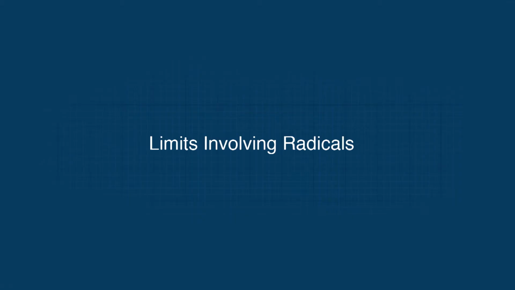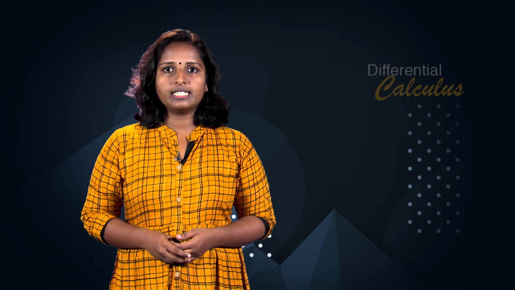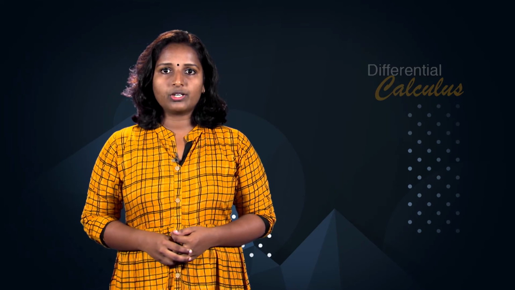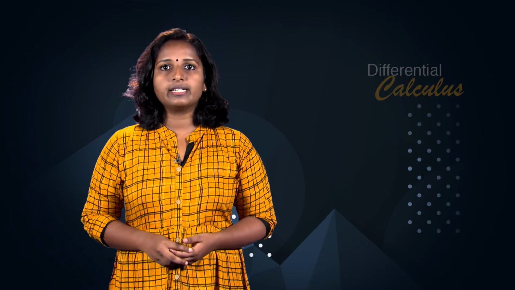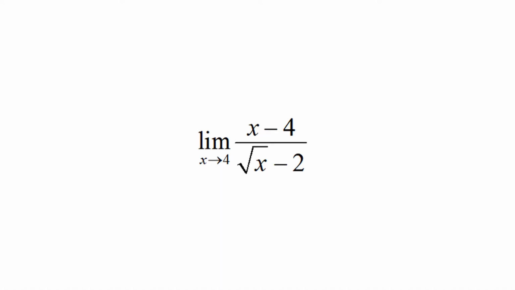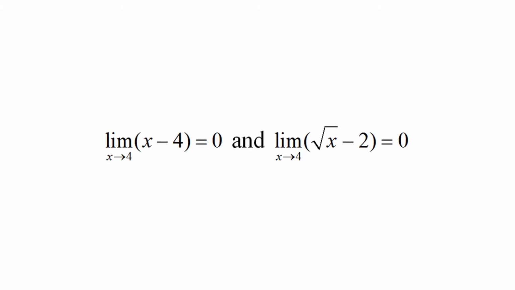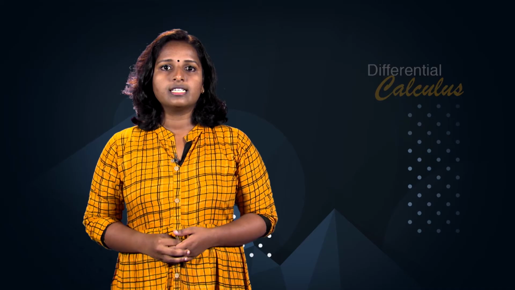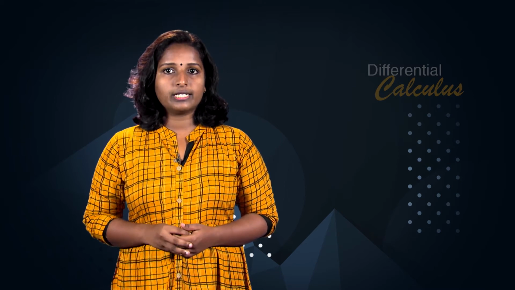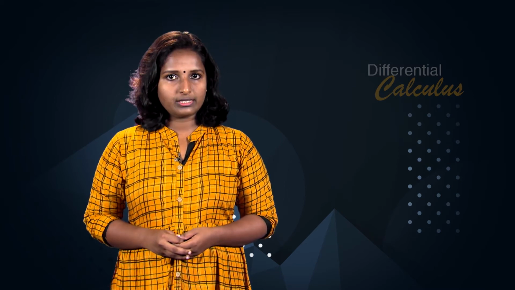Limits involving radicals. Now, let us consider limits of some functions that are not rational functions. We begin with evaluating the limit of (x − 4) upon √x − 2 as x approaches 4. Here, the limit of x − 4 as x approaches 4 is 0, and the limit of √x − 2 as x approaches 4 is 0.